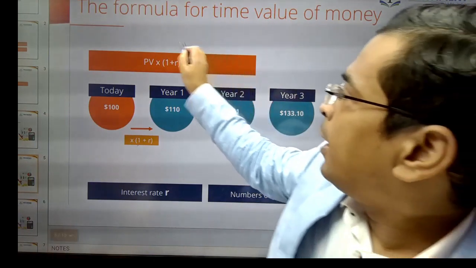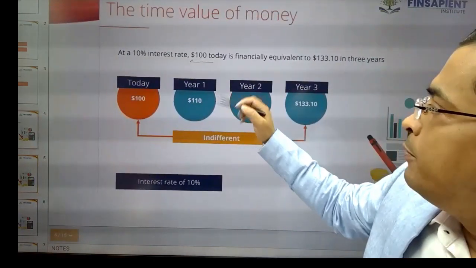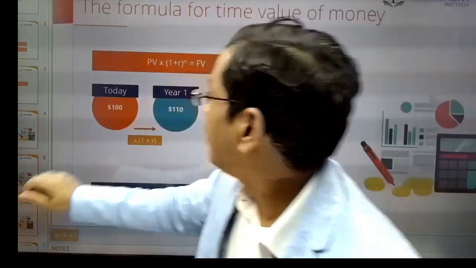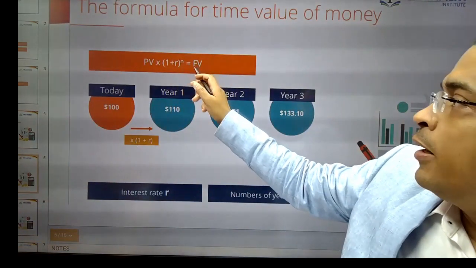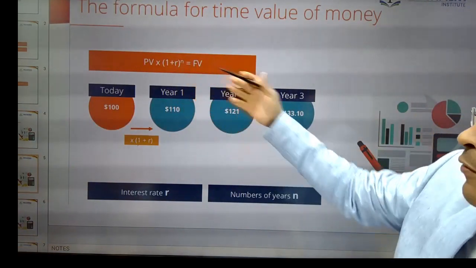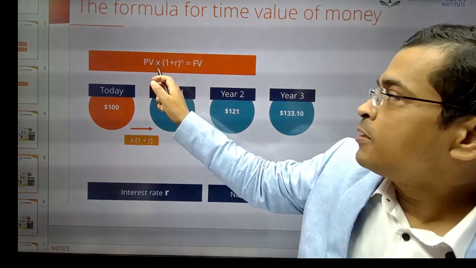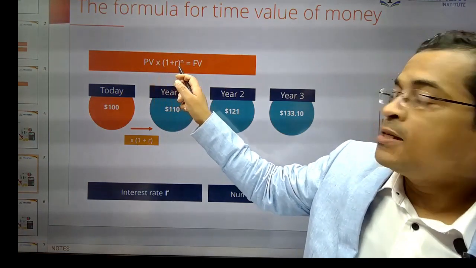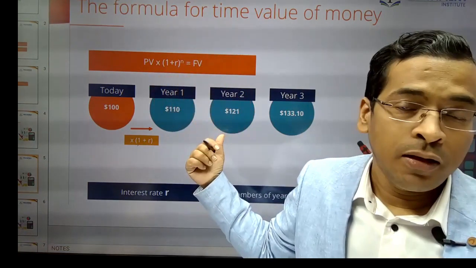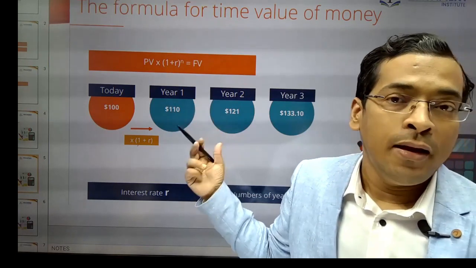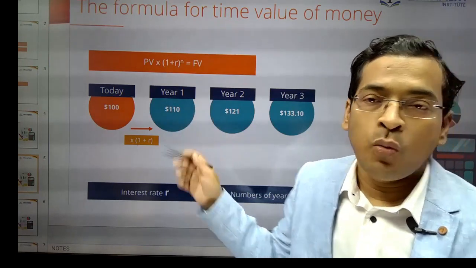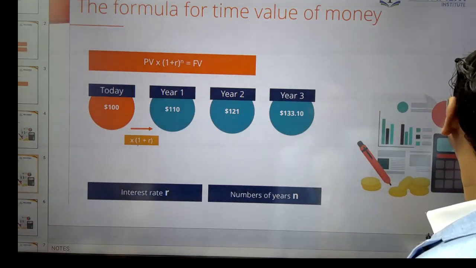So the formula here is PV times 1 plus R to the power n is equal to future value. The PV is the present value, and R is the interest rate. In this case that we calculated, it was 10%, and how we write it, it is 1.1 essentially.